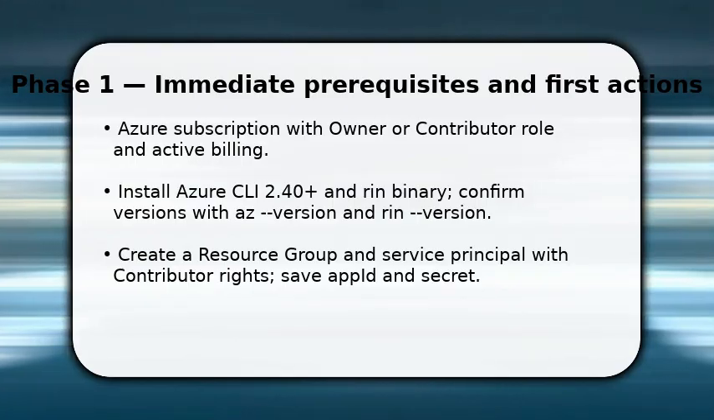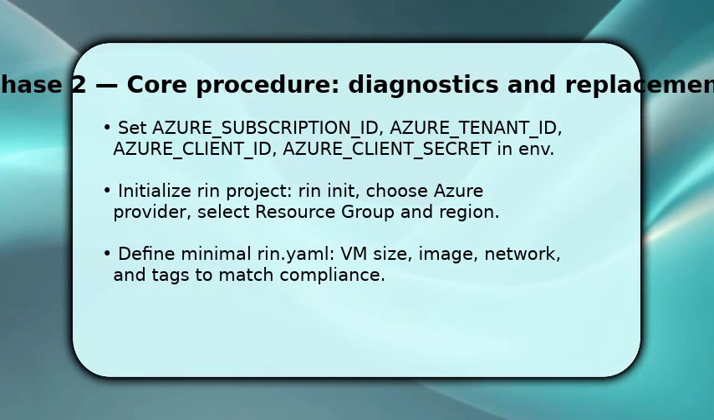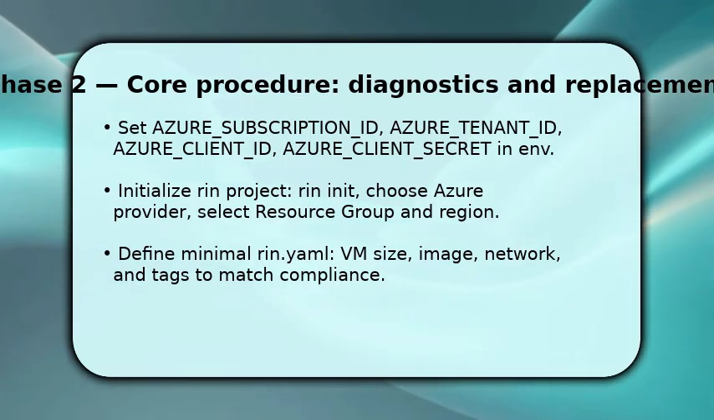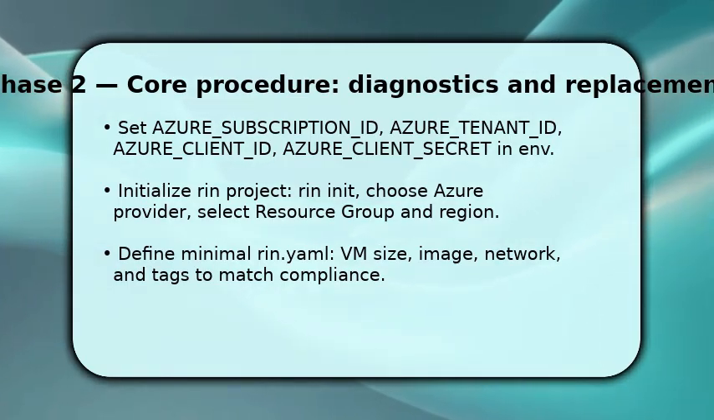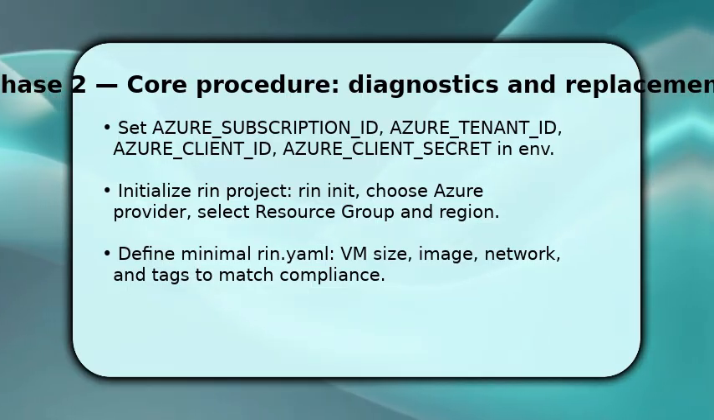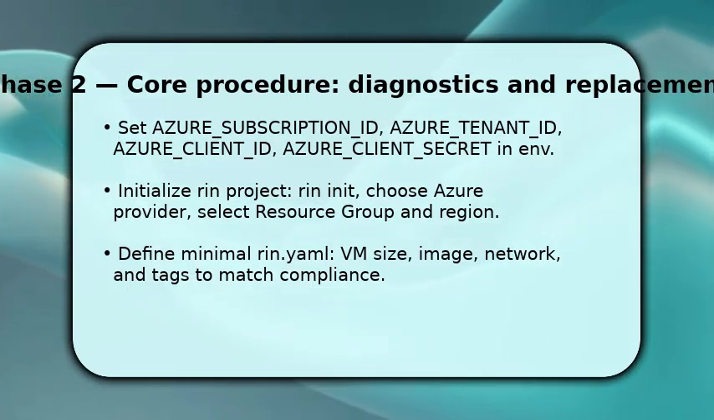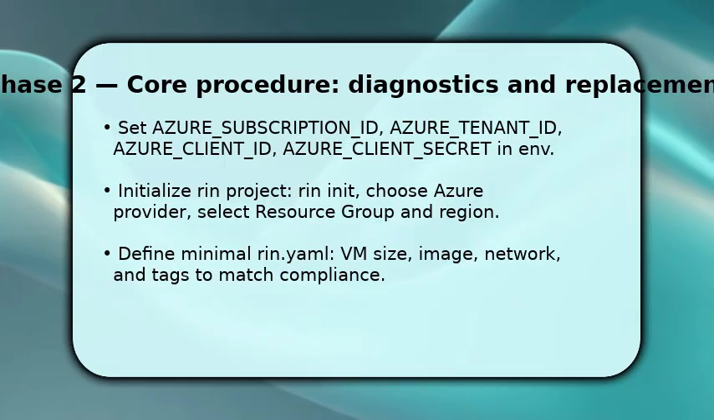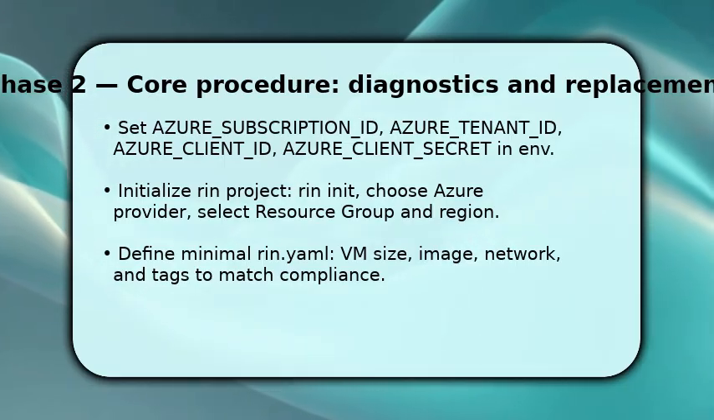Next, you wire RIN to Azure by exporting 4 environment variables: subscription, tenant, client ID, and client secret. This links RIN to your service principal. Then run RIN init and select Azure as the provider. Choose the resource group and region you created earlier.